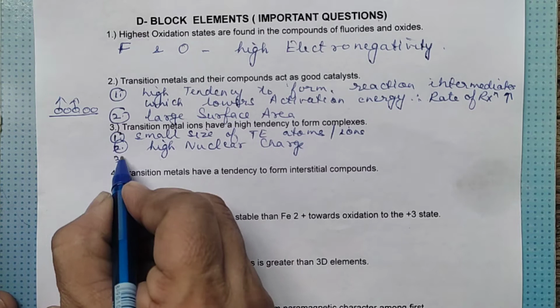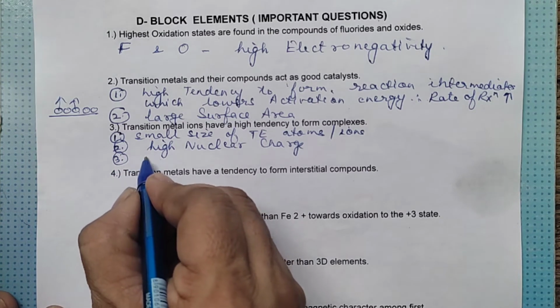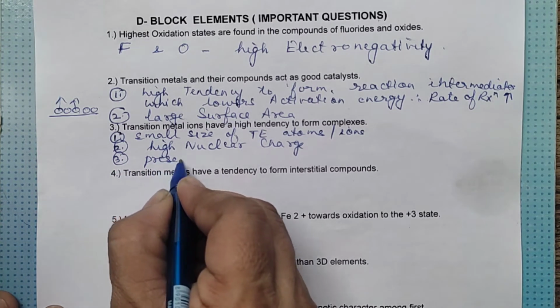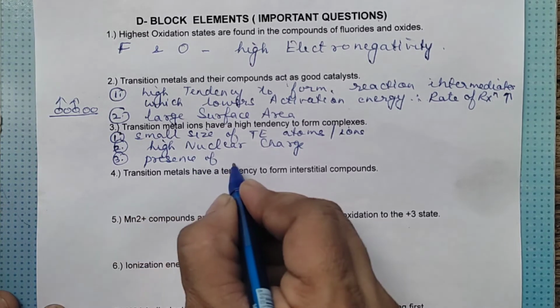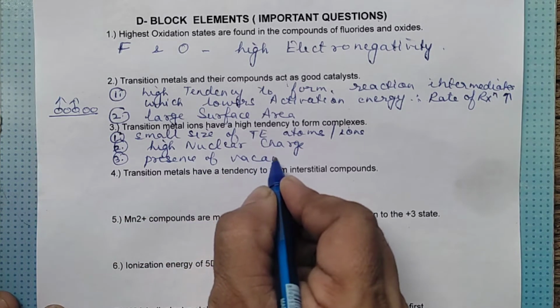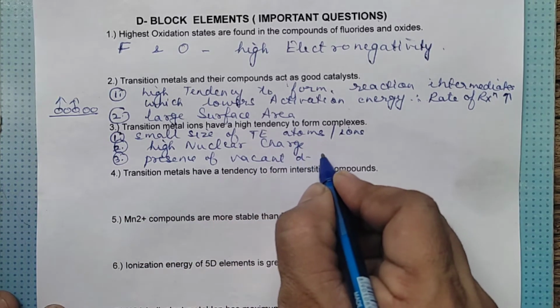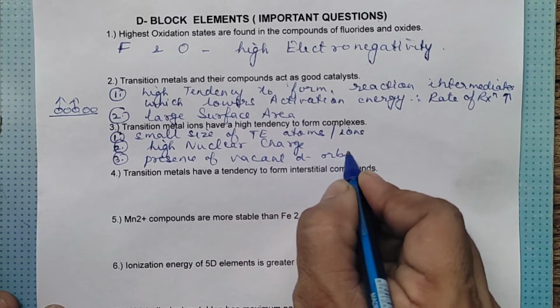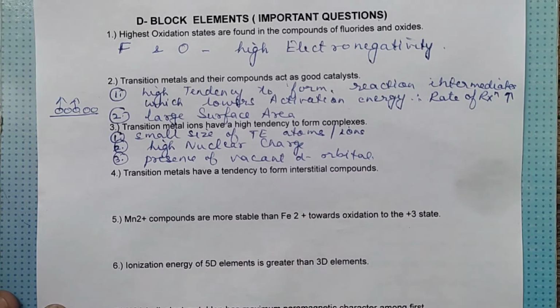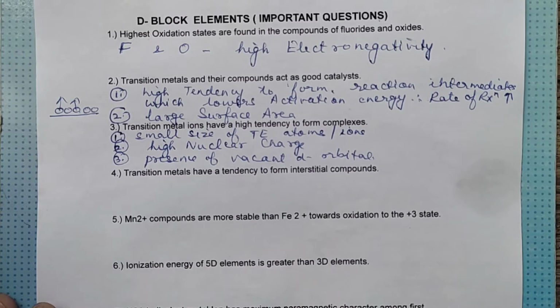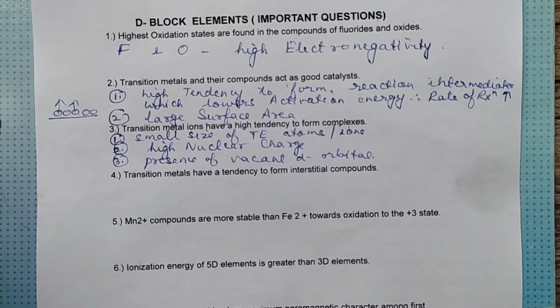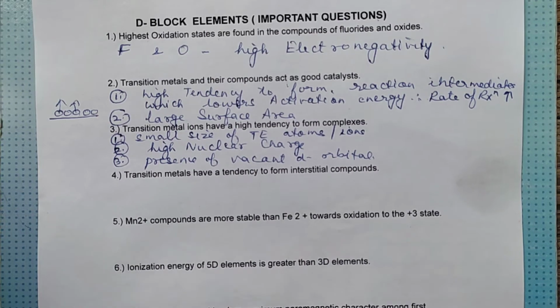The third point what you can write is the presence of d orbital. Presence of vacant d orbital, which can accept the electron pairs from the other groups or the ligands. Right? So 3 points have to be written why they have the tendency to form the complexes.